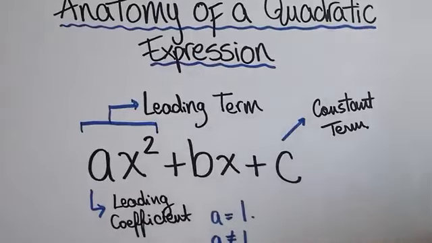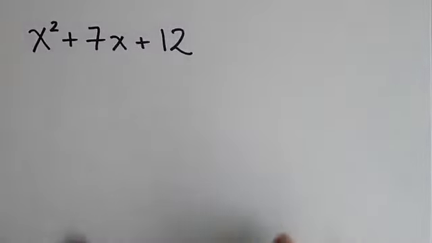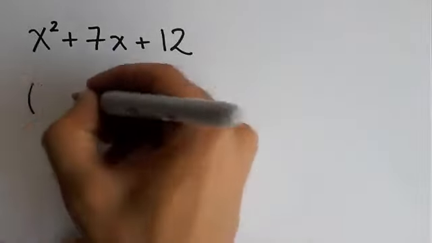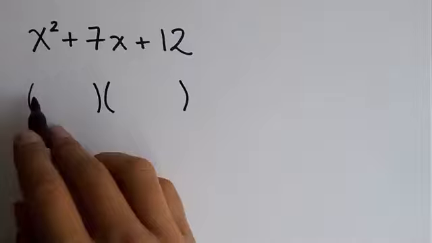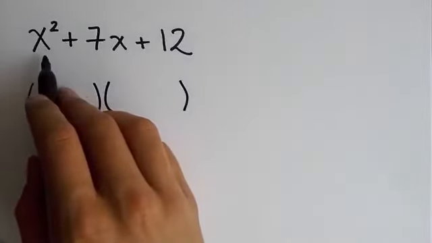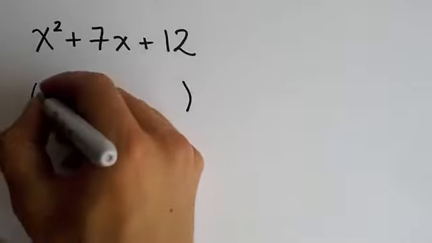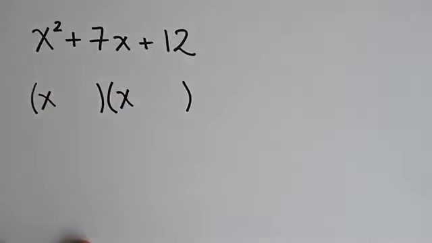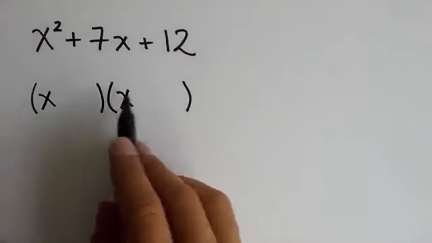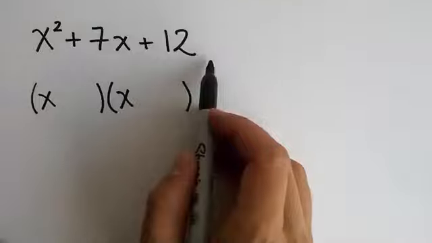Let's check out our first example. X squared plus 7x plus 12. So we know that a quadratic expression can be factored into two parentheses, where the first two terms should multiply up to the first one. So two things that multiply to x squared, there's no other than x and x. Now, for the second terms of each parenthesis, we want to put numbers that multiply up to 12.